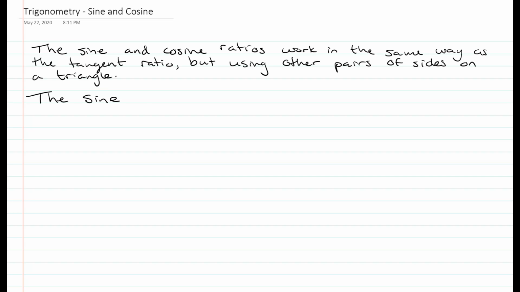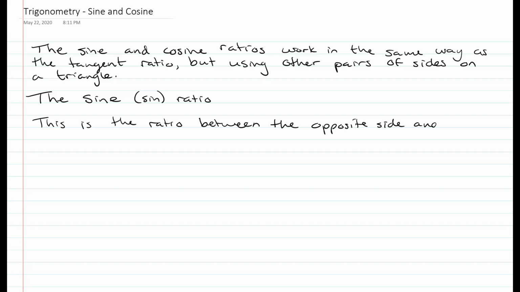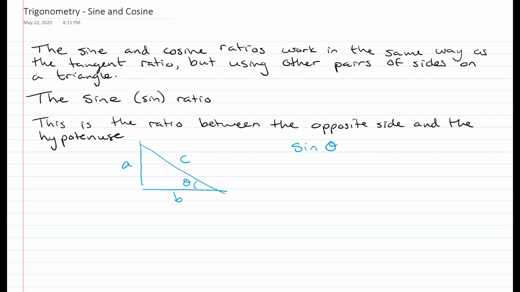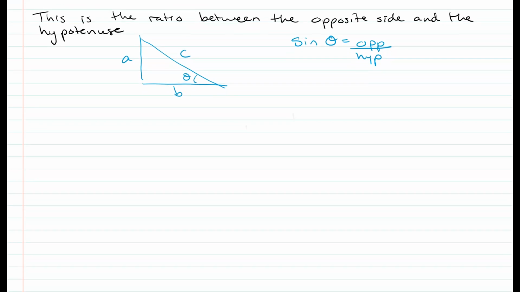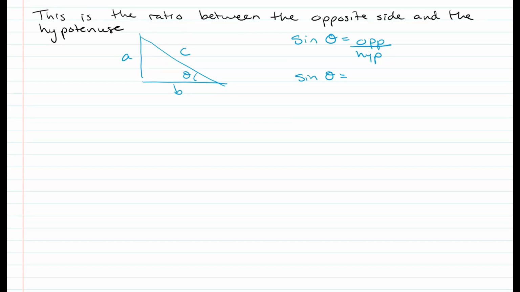So the sine ratio, which we shorten to just sin, because that's much shorter, is the ratio between the side opposite the angle you're interested in and the hypotenuse, which remember is the longest side in a triangle. So on an example triangle here, sine theta equals the length of the opposite divided by the length of the hypotenuse. So on this triangle, sine of theta would be A divided by C.